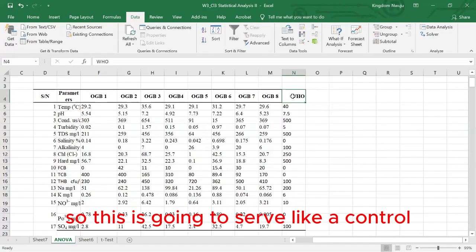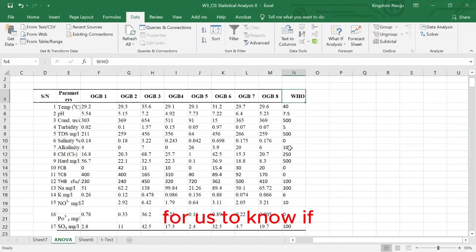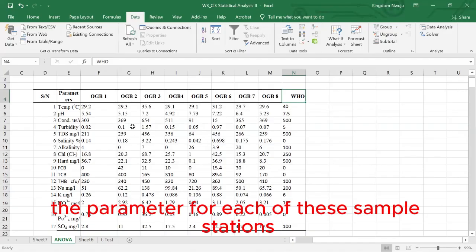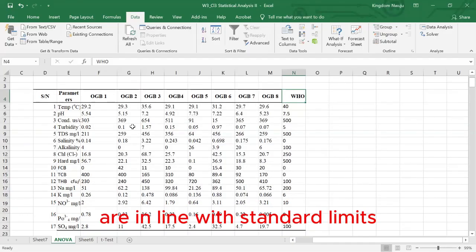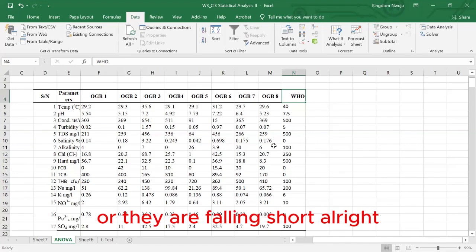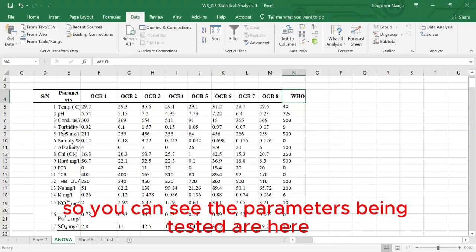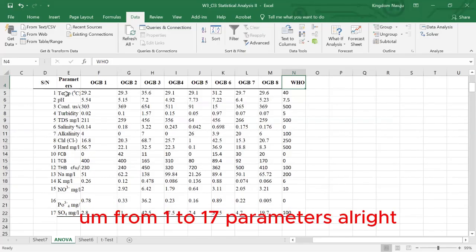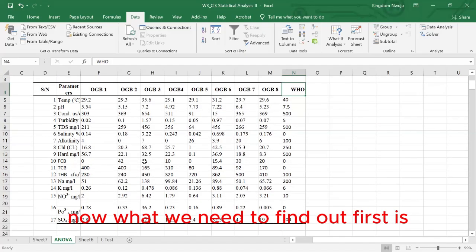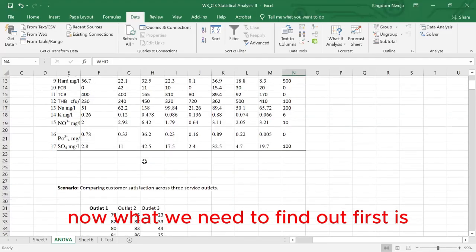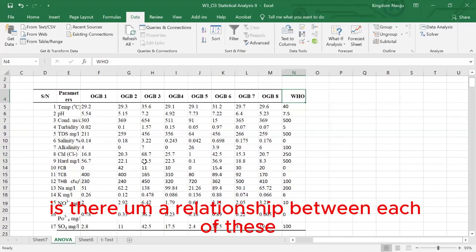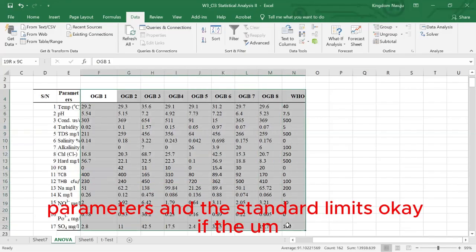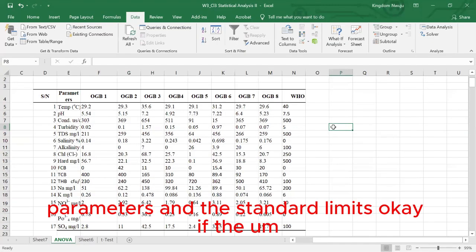So this is going to serve like a control for us to know if the parameter for each of these sample stations are in line with standard limits or they are falling short. All right, so you can see the parameters being tested are here from 1 to 17 parameters. All right, now what we need to find out first is there a relationship between each of these parameters and the standard limits, okay?